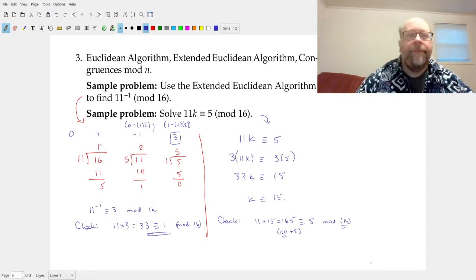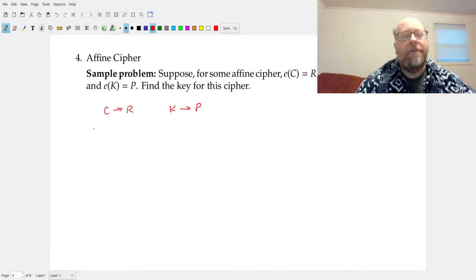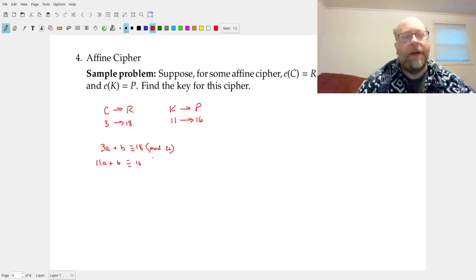All right, let's move on. So let's look at the affine cipher. Suppose for some affine cipher, the encryption of C goes to R, so C goes to R, and K goes to P. That means that 3 goes to 18, and 11 goes to 16. And so what this is telling me is that 3a plus b is congruent to 18 mod 26, and 11a plus b is congruent to 16 mod 26.